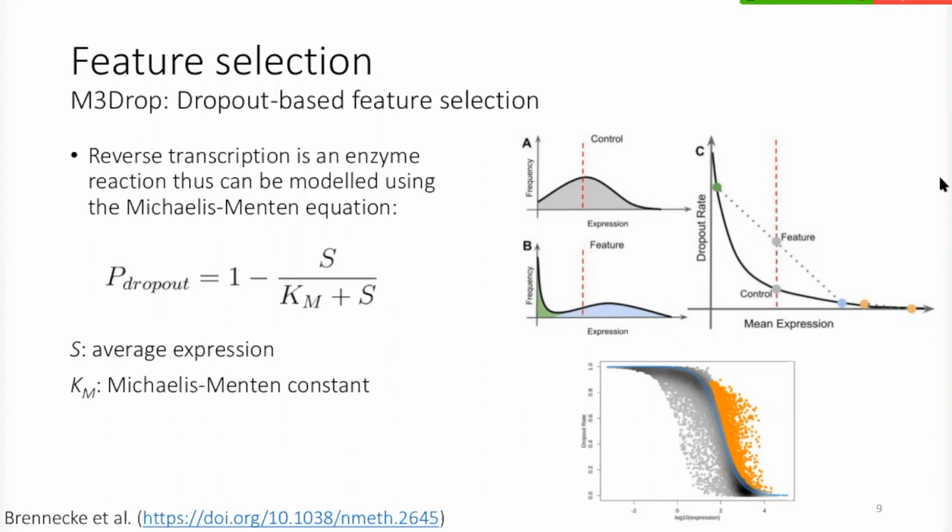Again, you make a very similar plot: dropouts versus average, where each dot is a gene. You can fit a line to the average of all the genes, that's the blue line. Anything a bit further to the right of this line are the orange dots, and these are the variable genes based on the dropout selection.